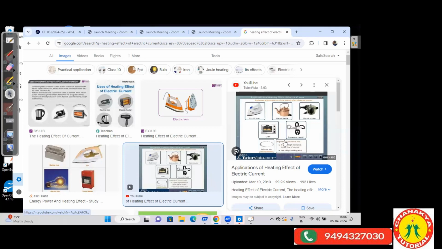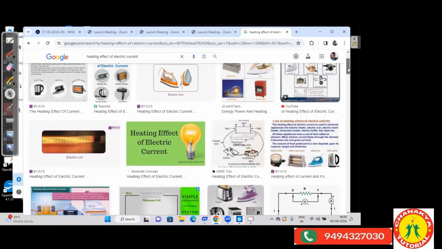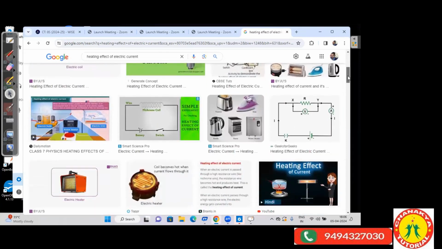So see here, we have some devices like electric iron, electric kettle, electric cooker, microwave oven, electric rods. All these are devices which use electric current for the heating effect. When current passes through them, they get heated up, and hence we can utilize that in the form of heat energy. Not only this, there are many more applications of electrical energy converting to heat energy.